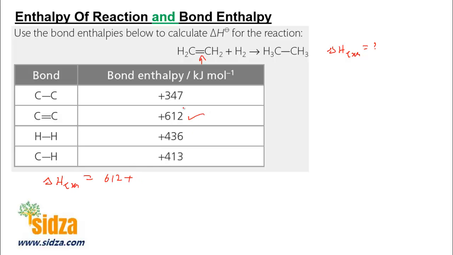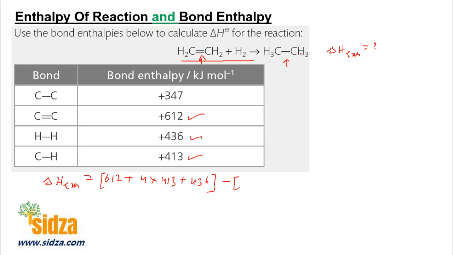plus there are 4 CH bonds, right? Carbon hydrogen bonds, 2 here, 2 here. So that means there are 4 carbon hydrogen bonds, and the carbon hydrogen bond strength is 413, plus there is a hydrogen bond, right? HH bond, the bond strength is 436. Now this is the bond energy of all the reactants in this reaction. I have to subtract it by the bond energy of all the products.